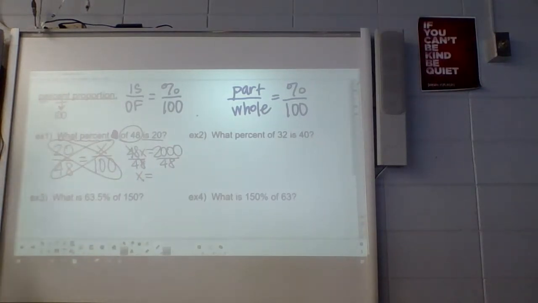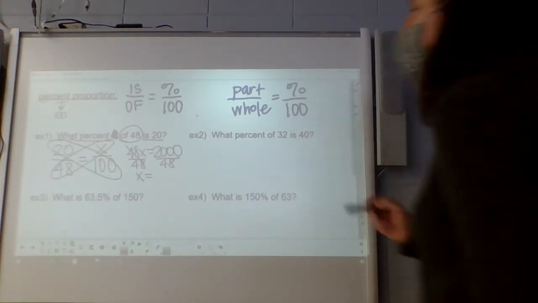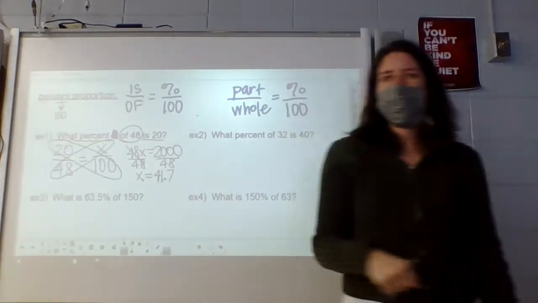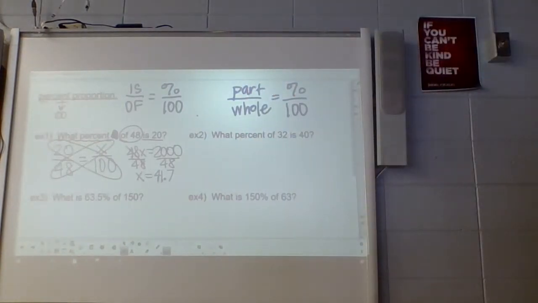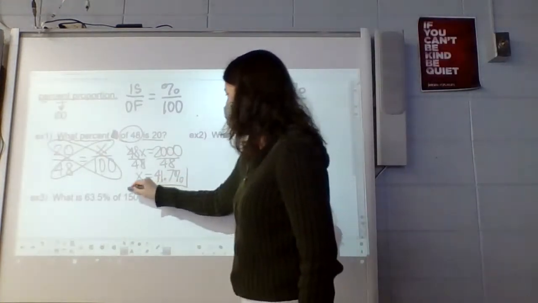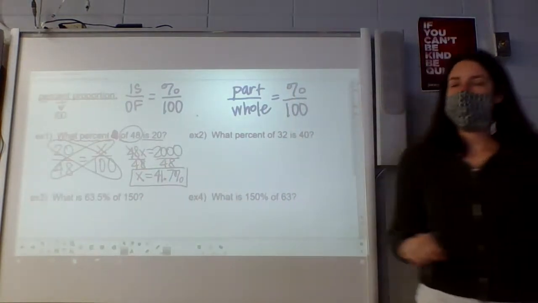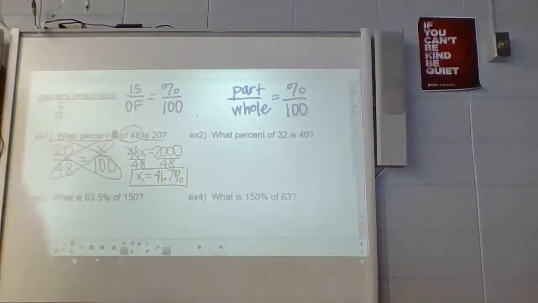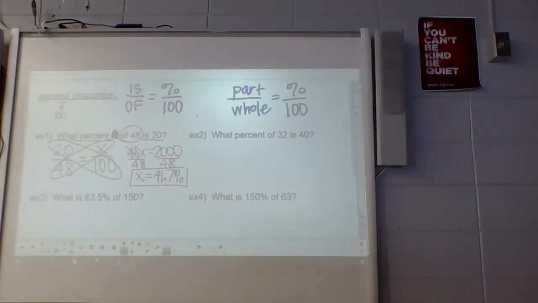So 2,000 divided by 48, probably need a calculator for that. I get 41.7. 41.7, what is that? It's a percent. So this will be your percentage on the test. Not a very good percent on a test. So hopefully that's not the percentage you got on the test. Maybe it's your free throw shooting percentage or something like that. That's still kind of low.